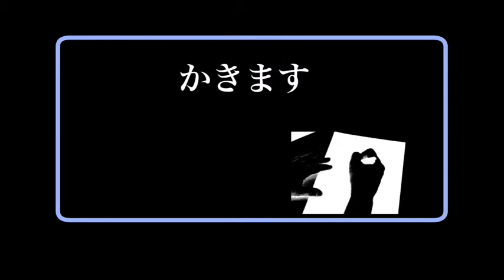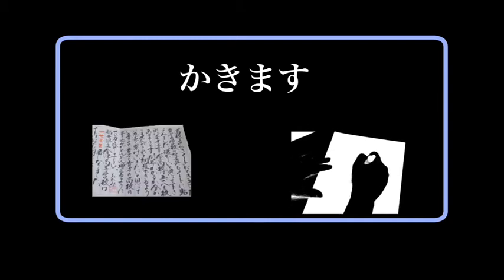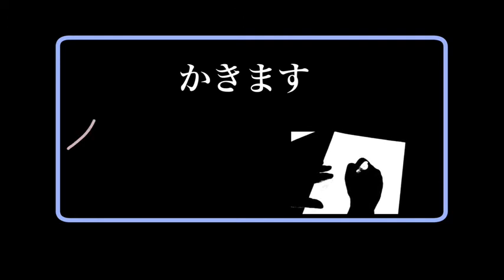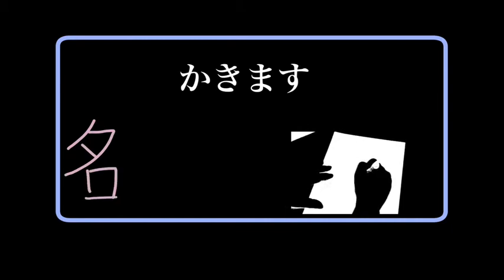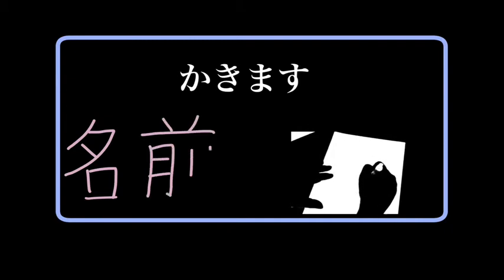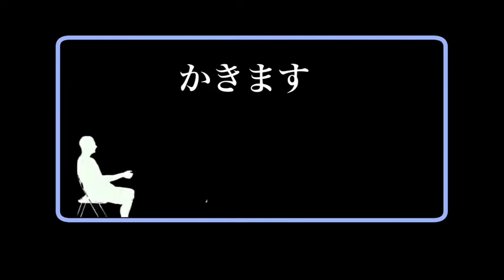To write in Japanese is kakimasu. Kakimasu, to write. Japanese people learn to write hiragana and katakana very early in their school life, and then go on to learn kanji as well. If you're writing a letter, tegami o kakimasu. Often you might be asked to write your name. Namae o kakimasu. Here are the kanji for namae or name. Namae o kakimasu, to write your name.